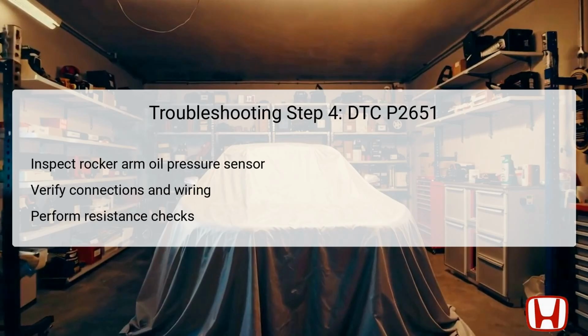In this fourth troubleshooting step, focus on inspecting the rocker arm oil pressure sensor itself. Start by verifying that all electrical connections to the sensor are secure and free from corrosion or damage. A loose or frayed wire can lead to inaccurate readings, triggering the P2651 code.